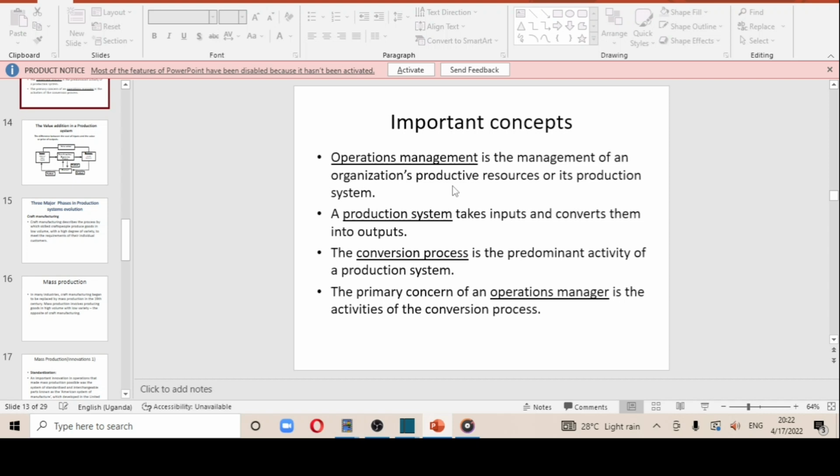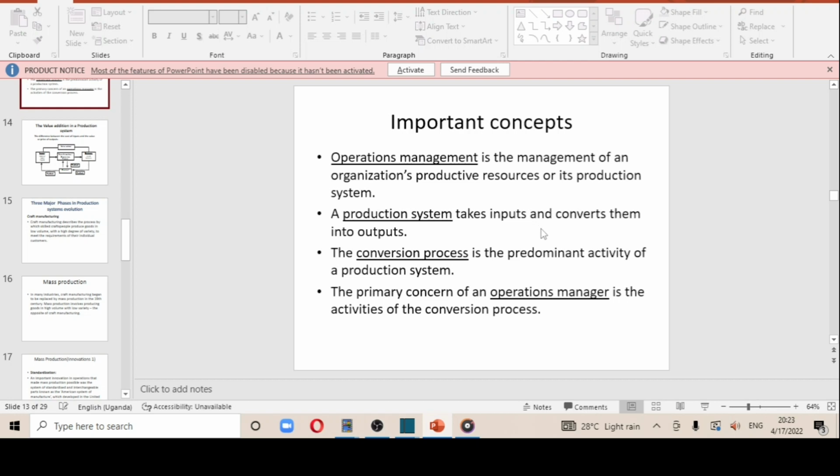Then having conversion, we looked at it, is the predominant activity of a production system. So this is basically the stage or process whereby inputs are being processed. And the operations manager is the person who looks at the inputs in the conversion process and makes sure that they are successfully turned into outputs.